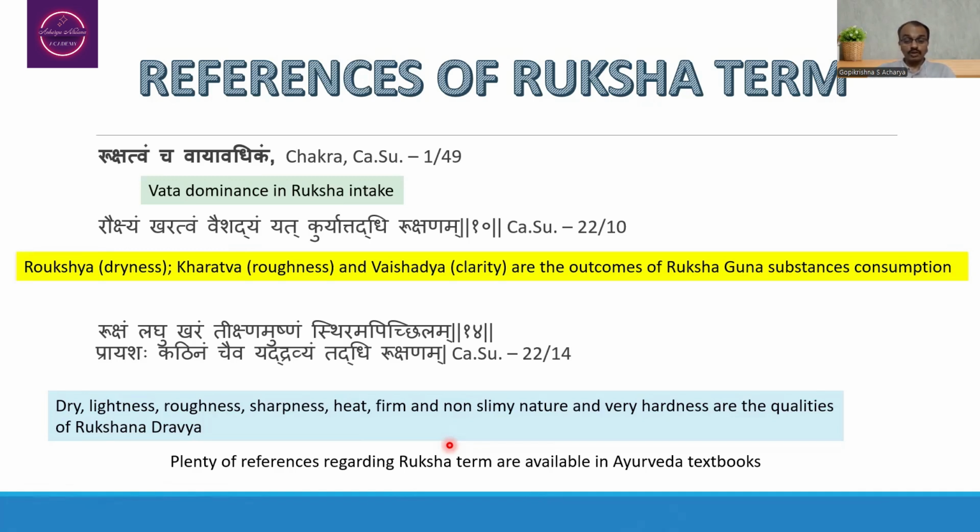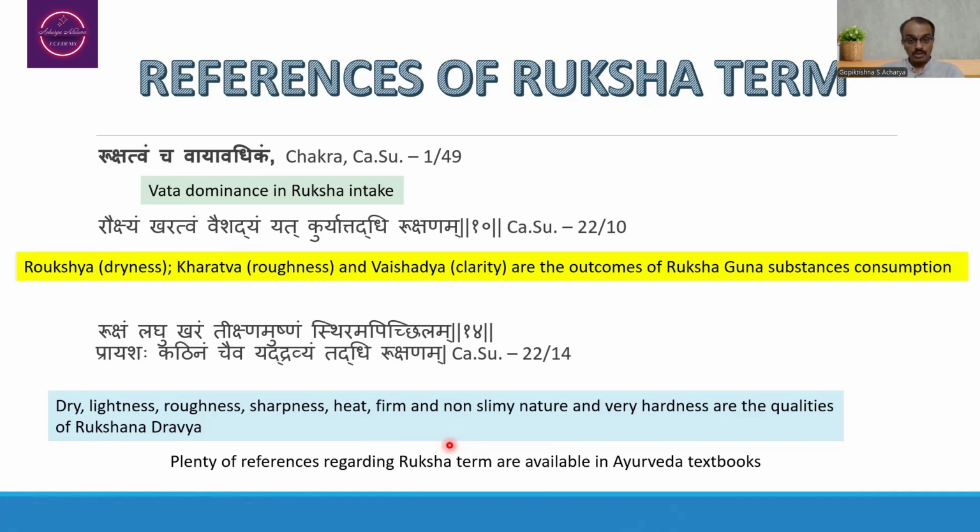As far as the qualities of Rukshana Dravya mentioned in Charaka Samhita, 22nd chapter: Ruksham Laghu Kharam Tikshnam Ushnam Stiram Apichilam Prayasha Katinam Chaiva Yadravyam Tadhi Rukshanam. They are dry, light, Khara, that is rough, Tikshna, that is sharp, Ushna, that is hot, Stira, firm, Apichila, non-slimy, and Kathina, very hard. So these are the qualities of Rukshana Dravya. Whenever a person consumes these Rukshana substances, they are likely to have an increase of one, two, three, four or all the qualities of Rukshana Dravya.